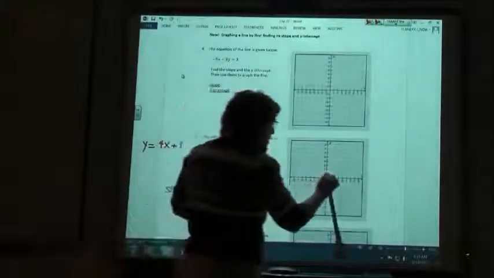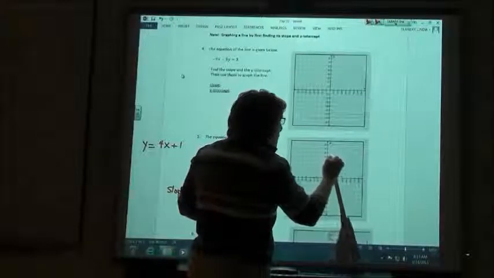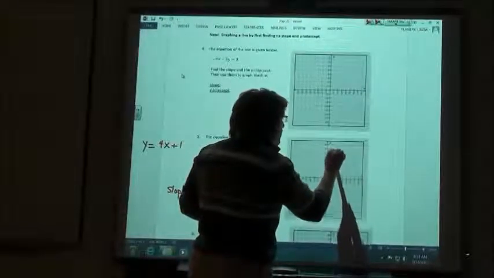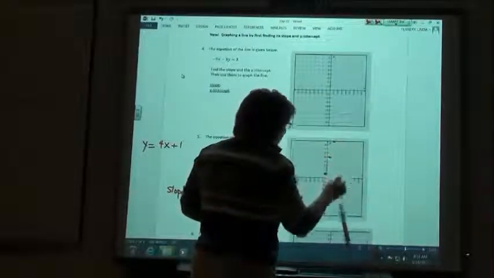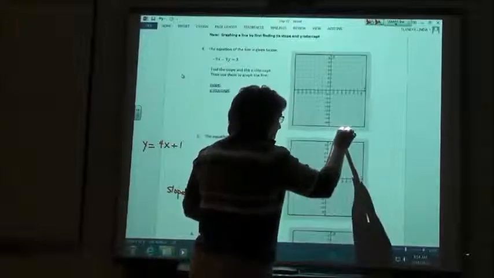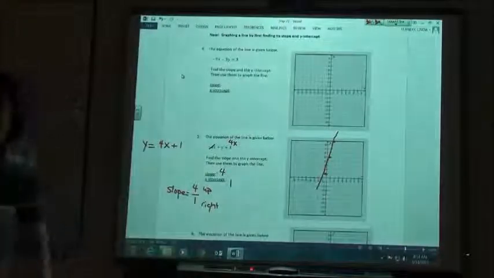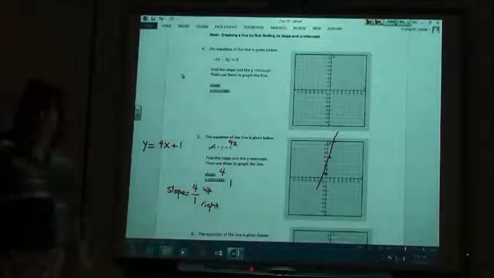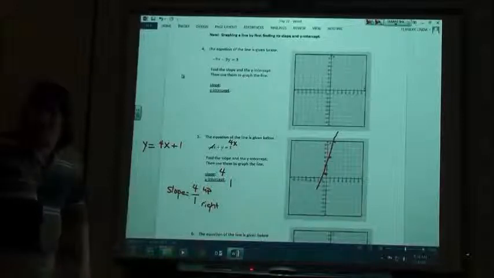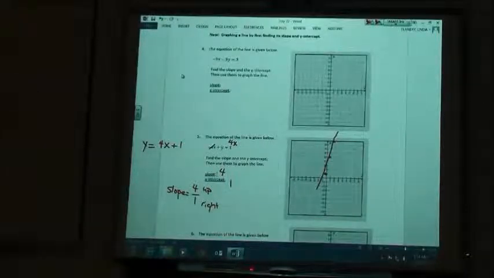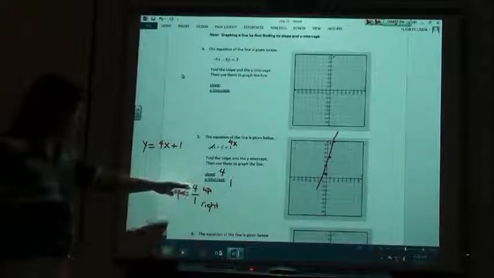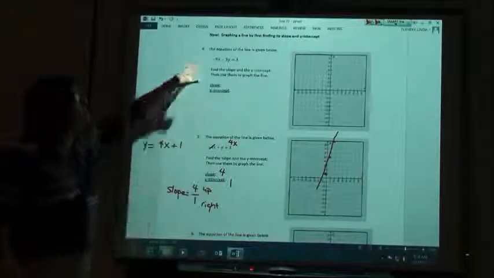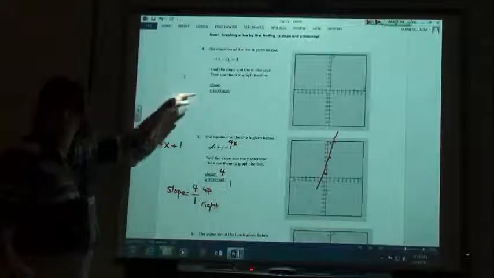So I'm going to start here, 1, 2, 3, 4 up and over 1. That takes me all the way to the top of my graph. If I could draw straight, I could connect my dots and draw my line. If my slope is positive, I'm going to go up and to the right. When it was negative, like on this one, we went down and to the right.